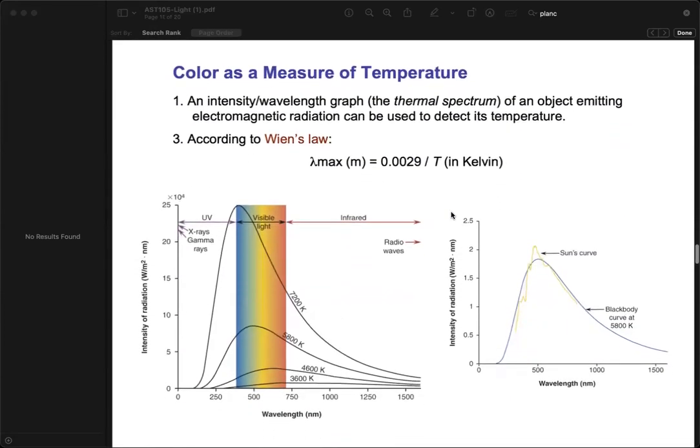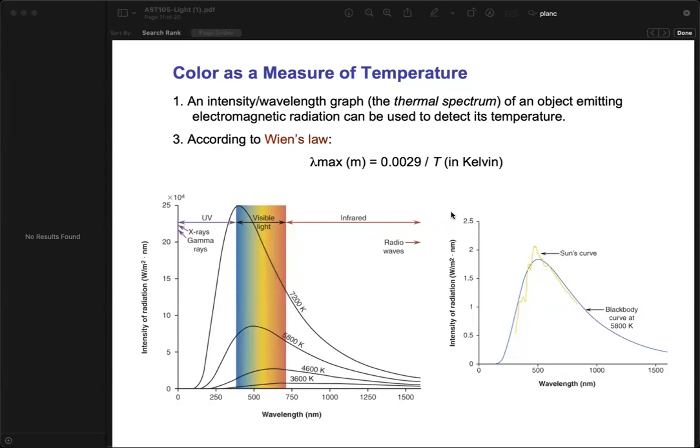Color as a measure of temperature. So earlier I said that high temperature stars are more blue and the less hot stars are more orange or red. Okay, so that's just a qualitative description, just saying this color is hot, this color is not as hot, but actually we can look at the color in more detail and actually calculate an exact temperature.